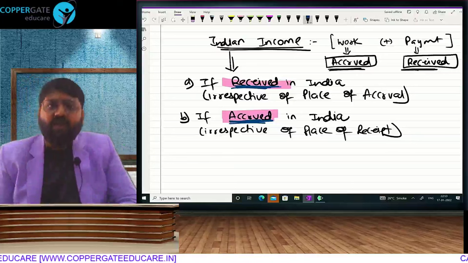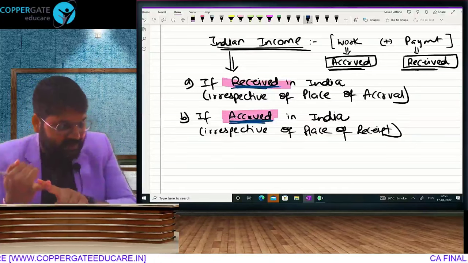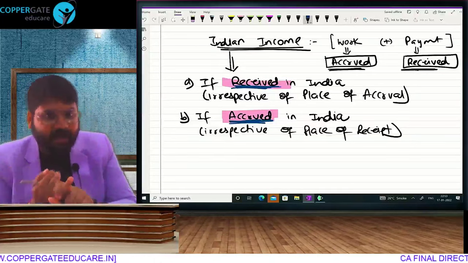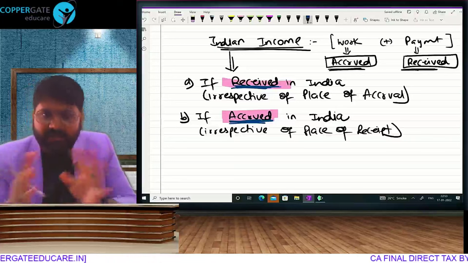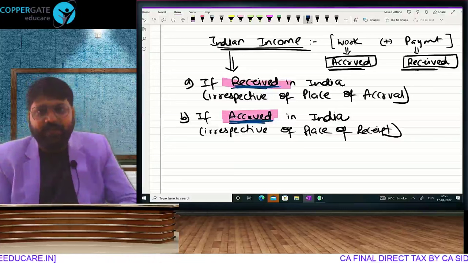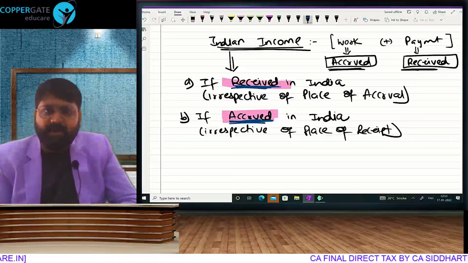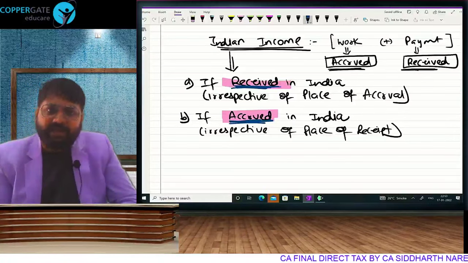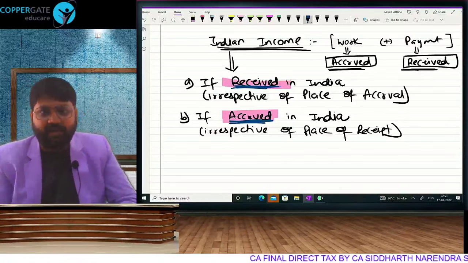If you have understood, answer the following questions. I am working in India, I am teaching in India, and I am getting my money also in India. Easiest of all. Indian income or foreign income? Indian income. Then irrespective of my residential status, can I say I will have to pay tax? Very good.